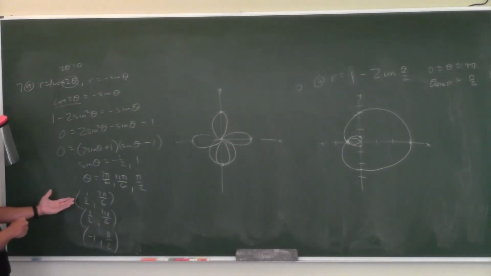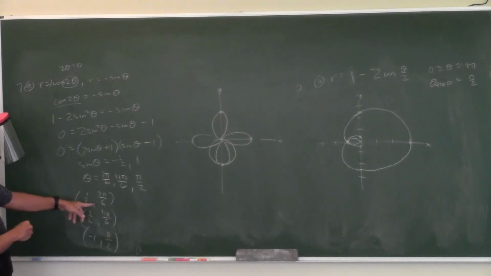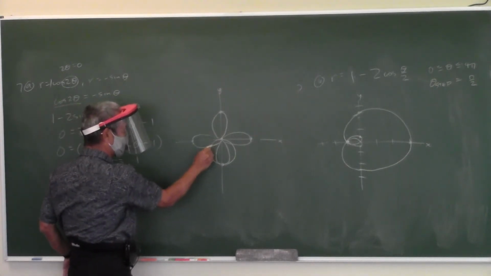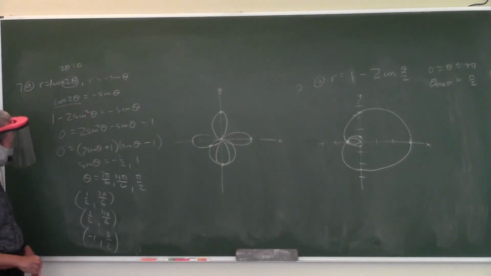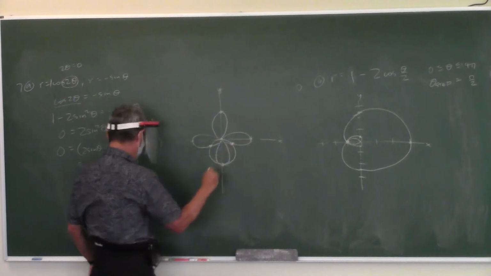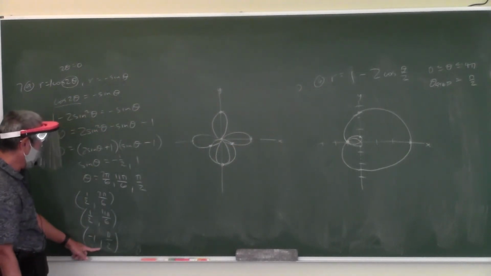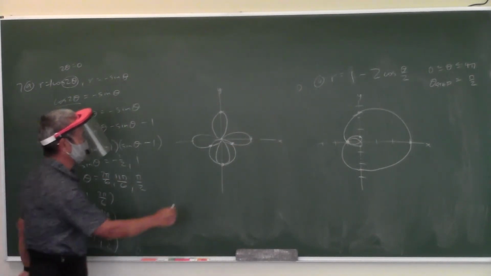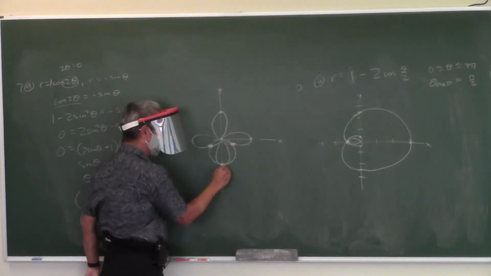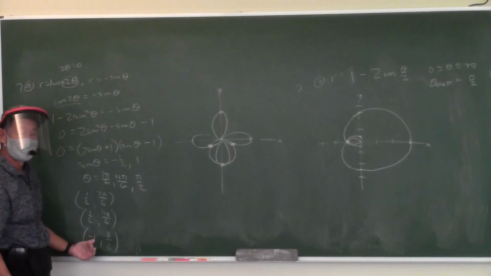Now let's check all the points of intersection. 7 pi over 6, 1/2. So if you measure off an angle of 7 pi over 6 and you go half a unit from the origin, that's that point. What about this point? 11 pi over 6, so that's that point. And then what about this point? Pi over 2, -1, that's this point. So these are the 3 points that we got from solving the equations.